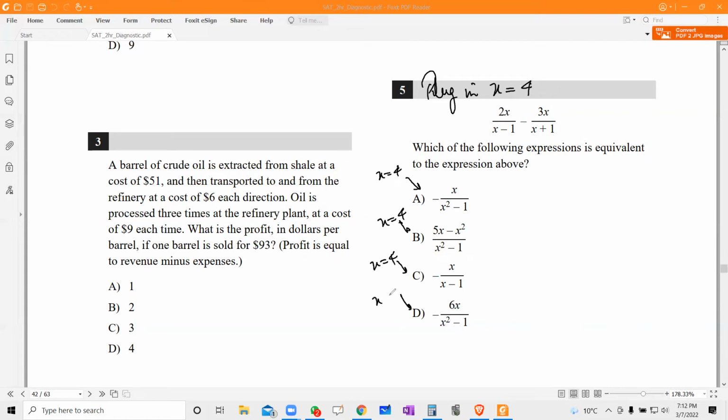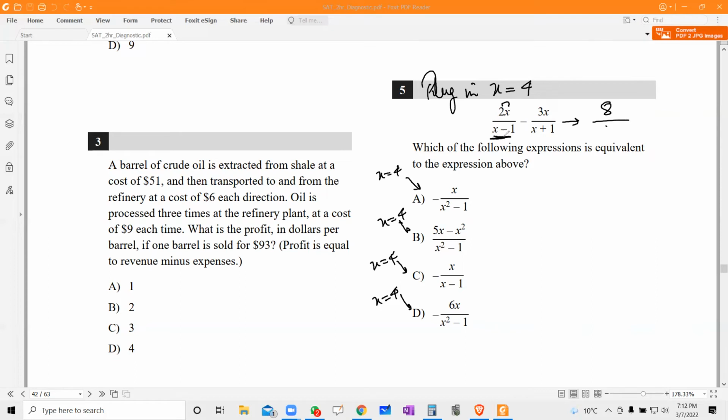So let's plug in x equals 4 in the question. So how much will it be? 2 times 4 is? 8. Divided by 4 minus 1 is?